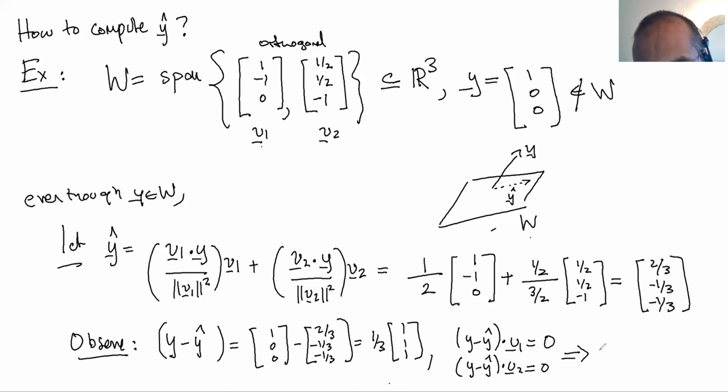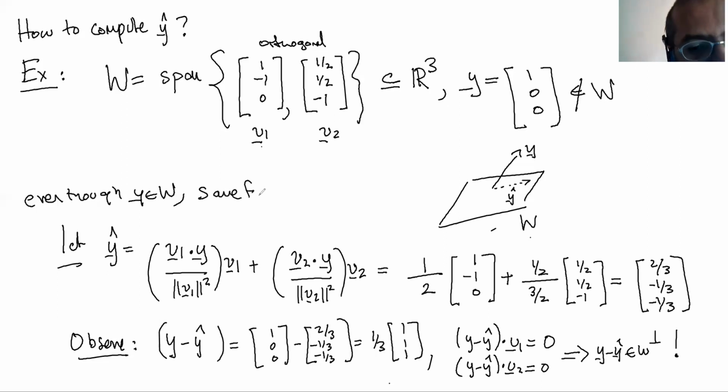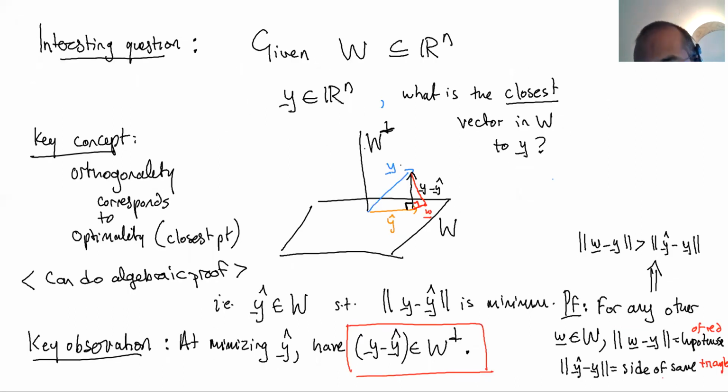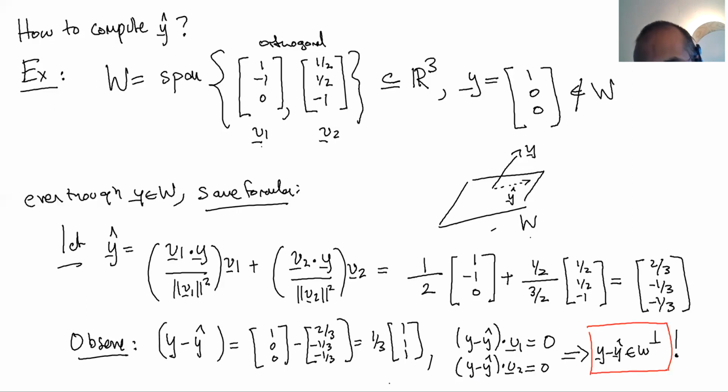So actually, y minus y hat is in W perp. So even though I used the same formula, I actually got the y hat I was looking for, right? Because remember, the key property that I wanted was that the difference of this y hat with the original vector should be orthogonal to the subspace. And that's what I got, right? That was the key property on the previous slide. So it looks like the same formula solved this question of finding the closest vector.